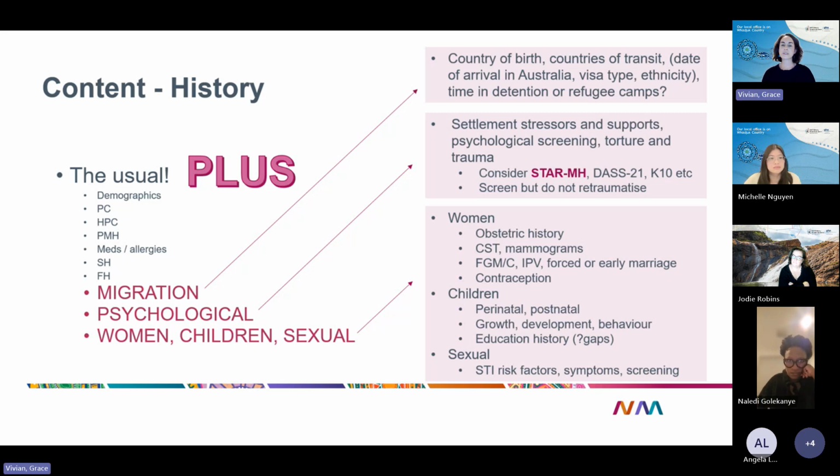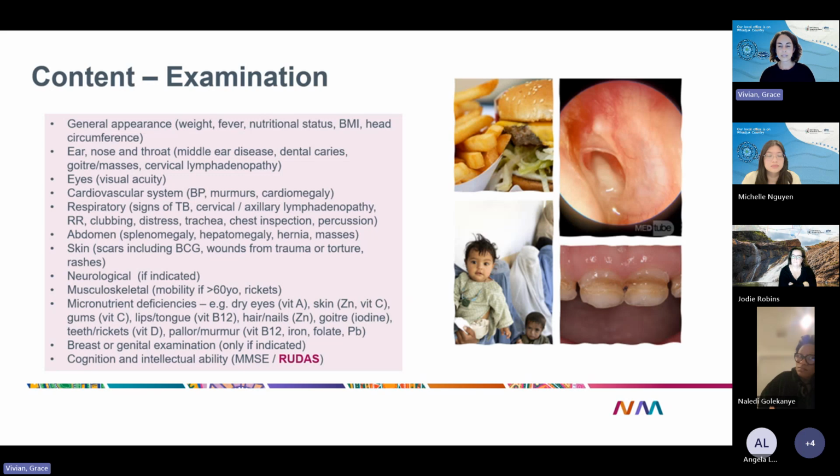Sexual health, we also want to know about STI risk factors, whether they have any symptoms. We no longer routinely screen for STIs, but do it on a case-by-case basis, based off of some studies done some years ago, which showed that refugee clients don't have a higher prevalence rate of STIs like chlamydia or gonorrhea than the general Australian population. So that leads me on to, sorry, not investigations yet, examination.